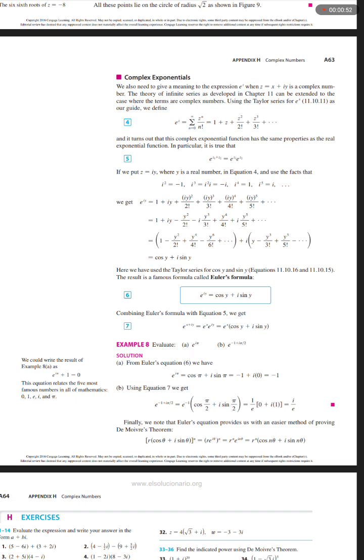e to the power z equals the sum from n equals 0 to infinity of z to the power n over n factorial equals 1 plus z plus z squared over 2 factorial plus z cubed over 3 factorial plus ellipsis. And it turns out that this complex exponential function has the same properties as the real exponential function. In particular, it is true that equation 5, e to the power z sub 1 plus z sub 2 equals e to the power z sub 1 times e to the power z sub 2.